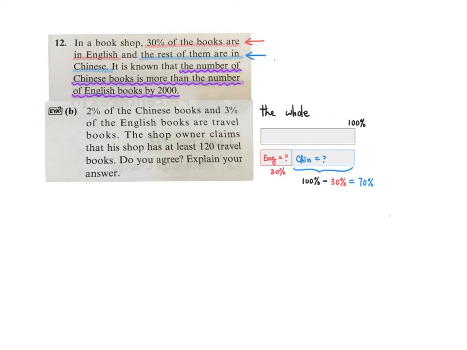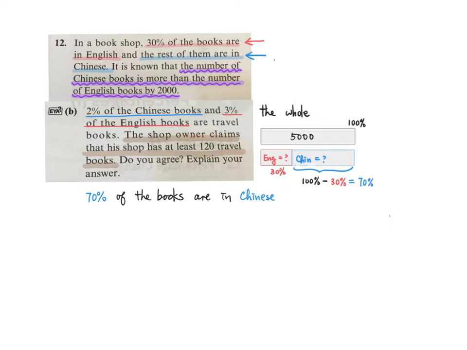So let's come to part B. 2% of the Chinese books and 3% of the English books are travel books. The book owner claims that his shop has at least 120 travel books. Do you agree? Explain your answer. From A, we know that there are 5,000 books in this bookshop.